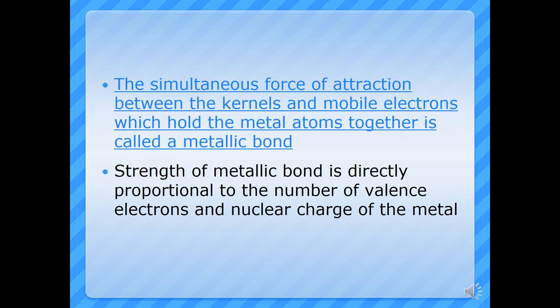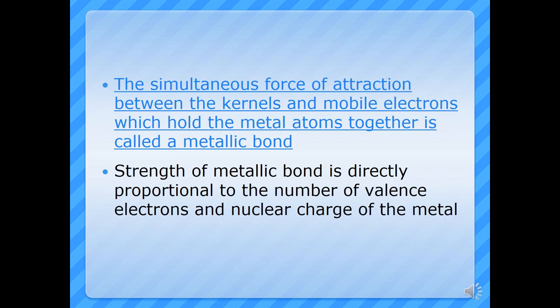So, the kernels and electrons are attracted to each other, and this force of attraction between the kernels and the mobile electrons is called a metallic bond. It is this force of attraction which holds together the metal atoms in its metal lattice. So we will define metallic bond according to free electron theory as follows: the simultaneous force of attraction between the kernels and the mobile electrons which holds the metal atoms together is called a metallic bond.